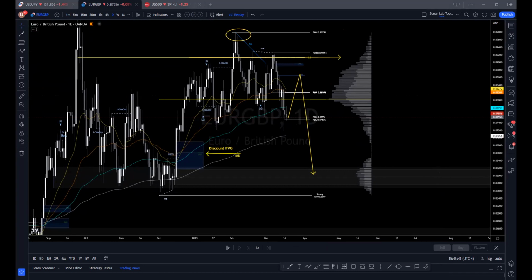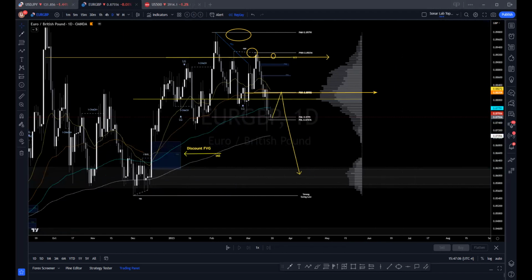We couldn't take out this high. That high couldn't do it. This high couldn't do it. We got that change of character sitting right there. Okay, Euro Pound, I'm bearish. Plain and simple. I'm not looking for anything else to do on Euro Pound other than short it.